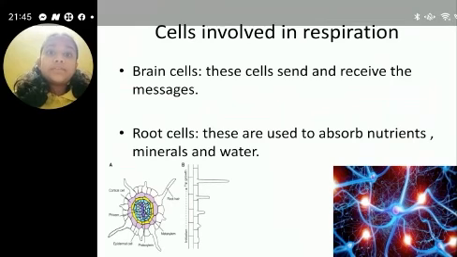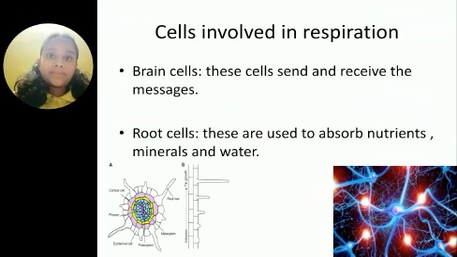Now let me tell you some cells that are involved in respiration. The two main cells that are involved in respiration are the brain cells, which are present only in human beings, and root cells, which are present only in plants. As the name tells, brain cells only receive and send messages. This cell is also known as the message box.